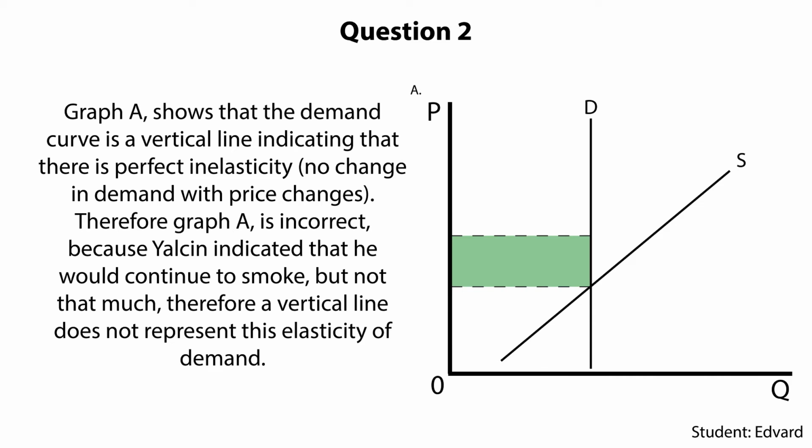Graph A shows that the demand curve is a vertical line indicating that there is perfect inelasticity, no change in demand with price changes. Therefore, Graph A is incorrect because Yeltsin indicated that he would continue to smoke, but not that much. Therefore, a vertical line does not represent this elasticity of demand.